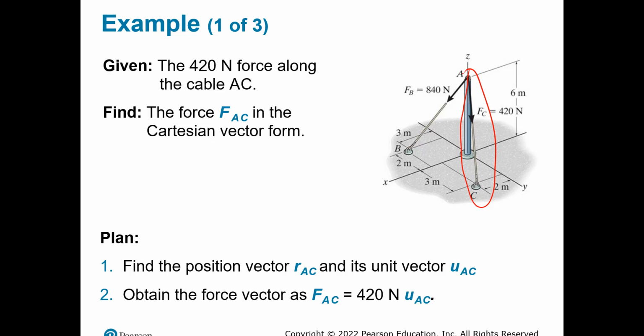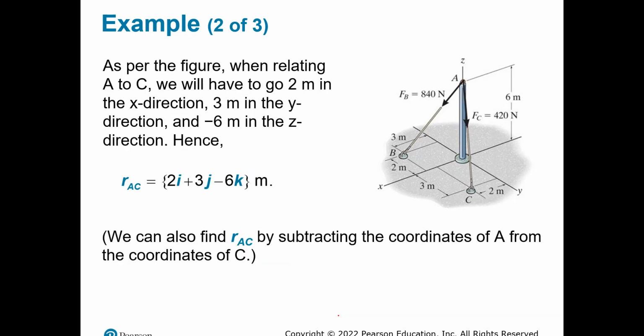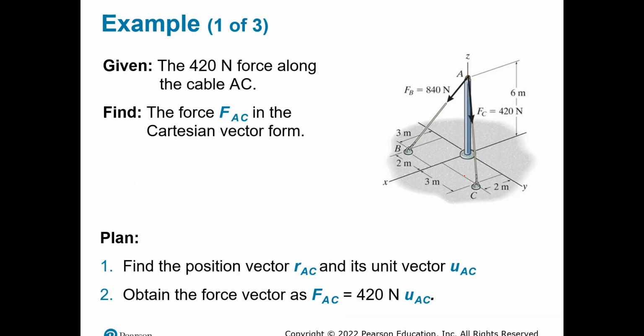For that, we need to find the position vector RAC and its unit vector UAC, and that will help us find the force in Cartesian coordinates. Our plan was to find the position vector, and once I had the position vector, I was going to be able to find UAC. How so? Because don't forget that UAC equals the position vector over its magnitude.